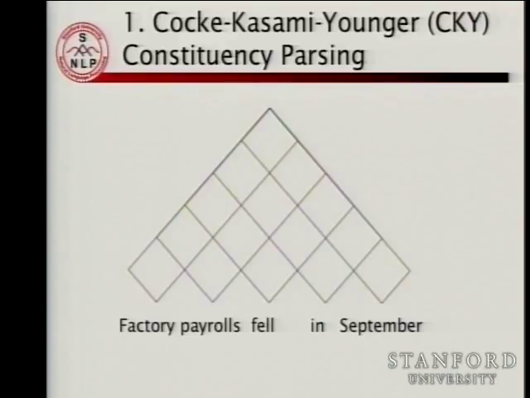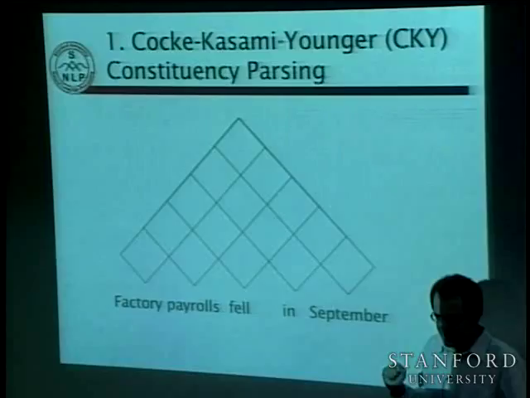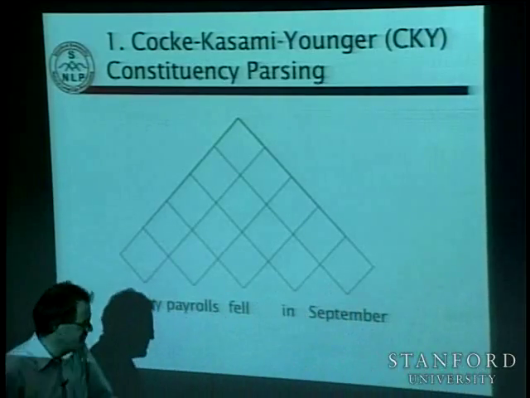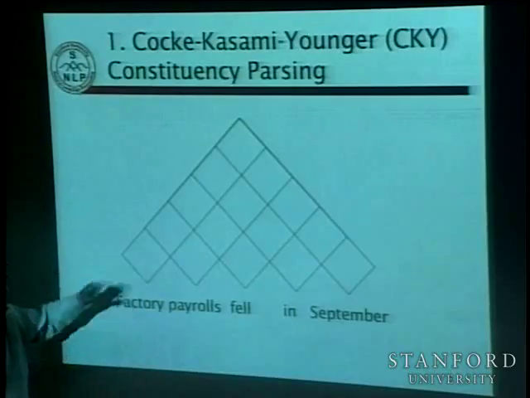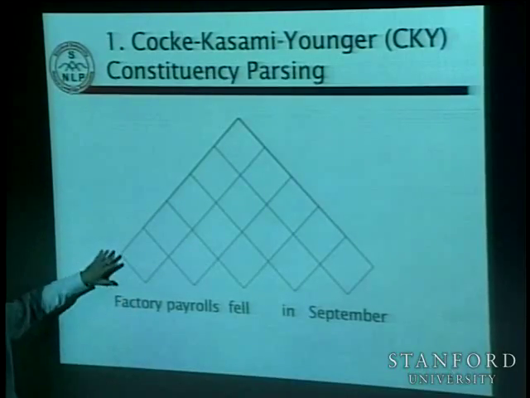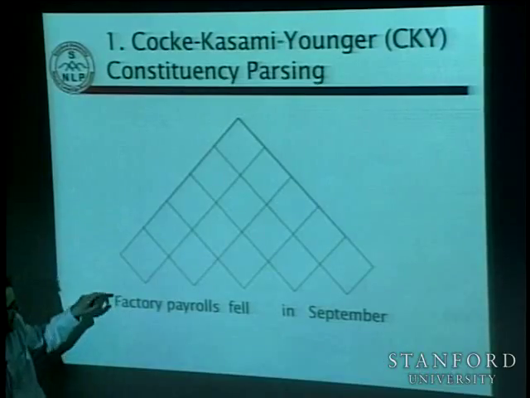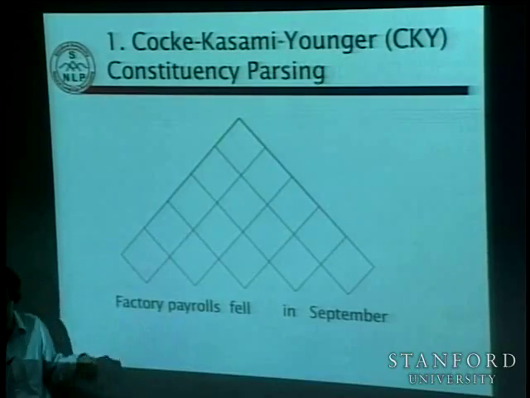And then there were two other people, Kasami and Younger, who both published papers on it independently about 1965. So the idea of Cocke-Kasami-Younger parsing is we have this data structure which is a parse triangle. Really it's a ragged array, but it looks pretty, although it's a lot more work in PowerPoint to turn it on its side like this, because the property we're going to have is each of these cells in these ragged arrays is going to pick out a subsequence of this sentence.